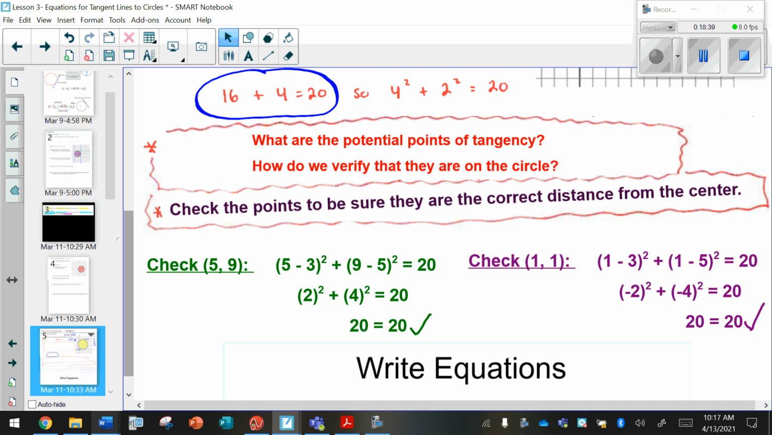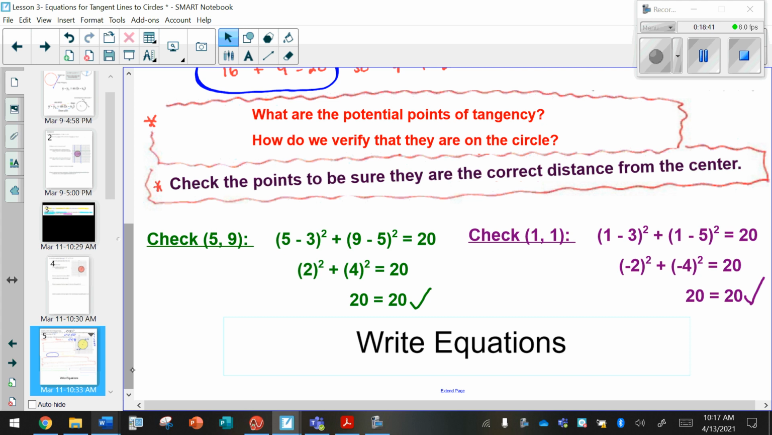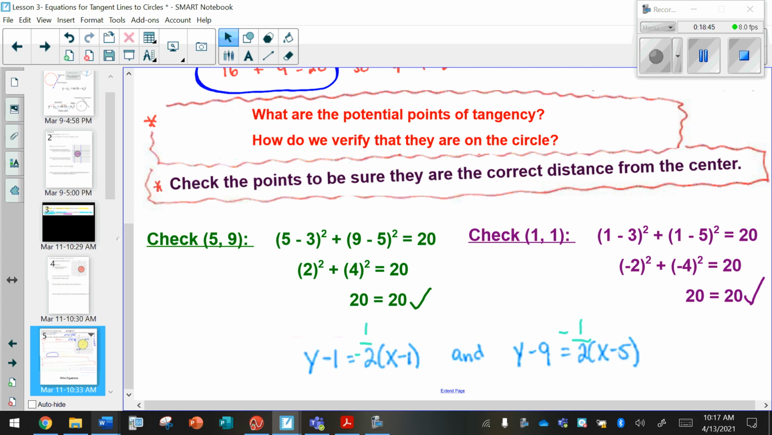We had the slopes to begin with. The tangent lines, both tangent lines will have a slope of -1/2. And we write one equation for each of the points that we found. So y minus 1 equals -1/2 times x minus 1, and then y minus 9 equals -1/2 times x minus 5. That's the equation of the two tangent lines that have a slope of -1/2 that are tangent to the given circle.